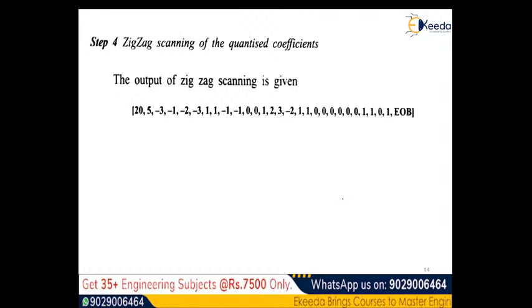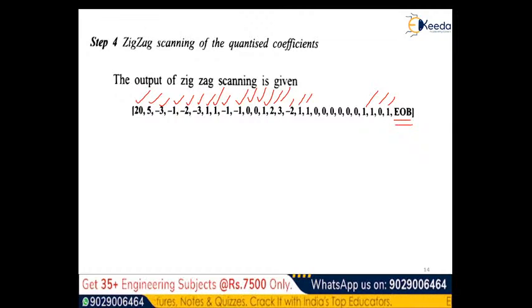So the first value, as we discussed, is 20, then we have 5, then -3, -1, -2, -3, we have 1, again 1, we have -1, -1, 0, 0, 1, 2, 3, -2, 1, 1, then we have 0, 0, 0, 0, 0, 0, six times, then 1, 1, 0, 1, and EOB. So EOB is the representation of the end of the block here. Whatever values we have recorded here, this is the end of this particular block.